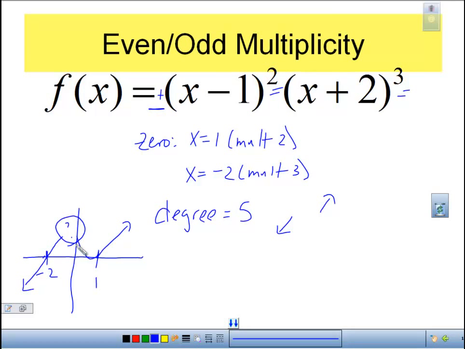Okay? So remember, if the multiplicity is even, the graph doesn't change sign, or it goes back in the direction it came from. But if it's an odd multiplicity, it's going to cross through the x-axis.